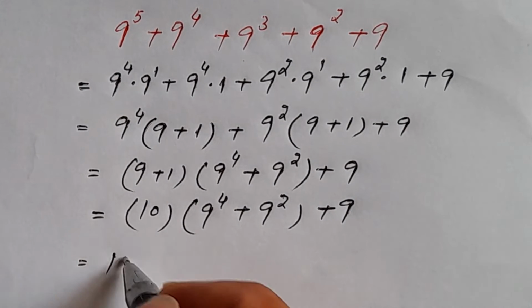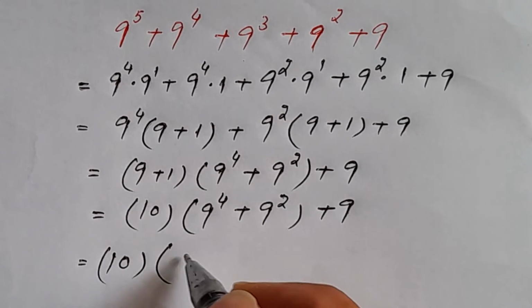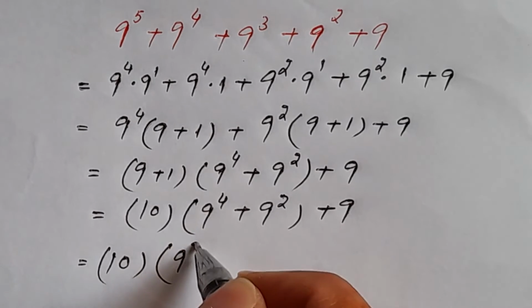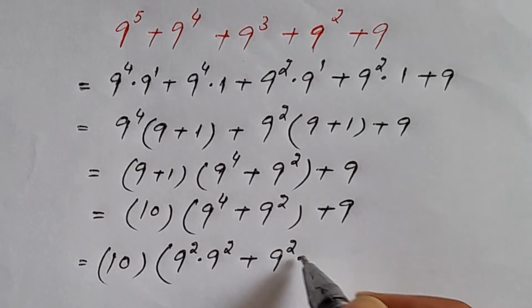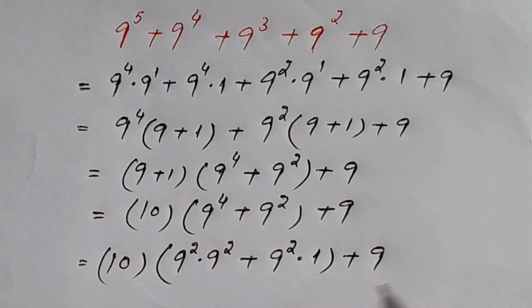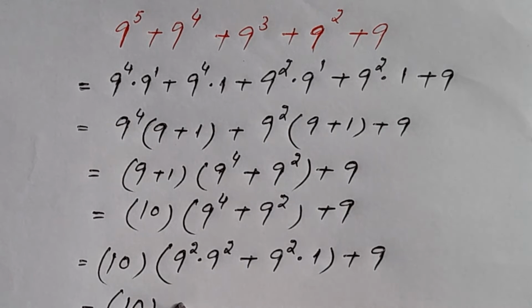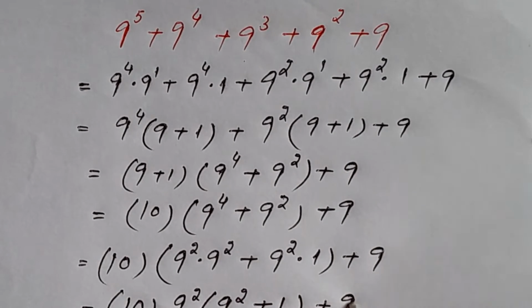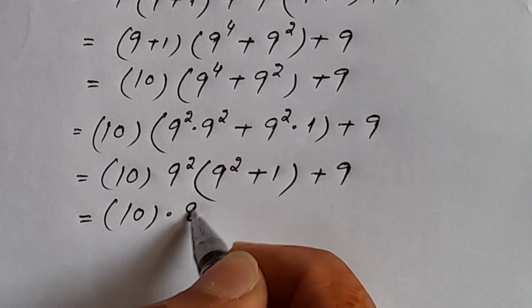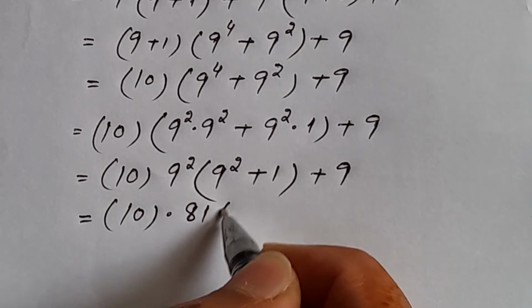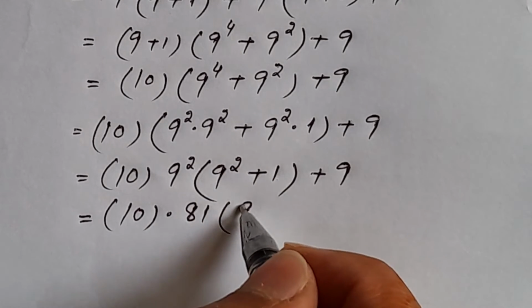Now we are going to solve this 9 to the power 4 plus 9 to the power 2. So 10 bracket. This can be written as 9 to the power 2 times 9 to the power 2, plus this is equal to 9 to the power 2 times 1, plus 9. 10 times we have 9 to the power 2 common, and inside the bracket we have 9 to the power 2 plus 1, plus 9. This is equal to 10 times, 9 square is 81, and inside the bracket 9 square 81 plus 1 is 82.